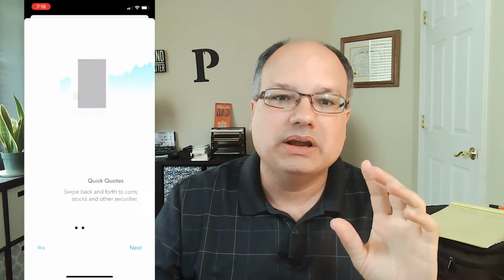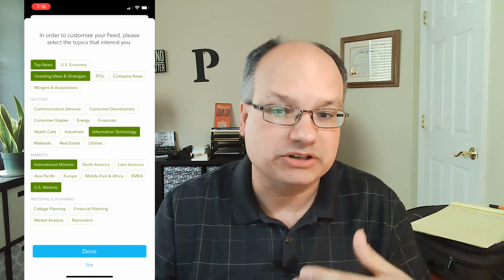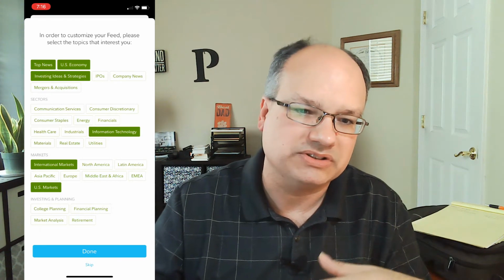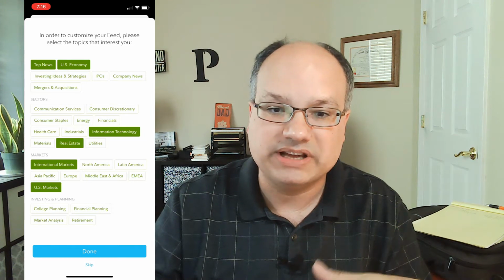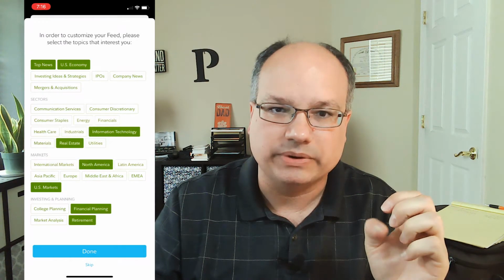So I'm opening up the app. Of course, they give you a user agreement you have to read, and then they give you a welcome to our app, see how easy it is. And I'm going to blank out some of this because honestly, it's none of your business when I get to my personal information when I sign up. But at the beginning, they can customize your feed with what you're interested in, like healthcare and college planning, whatever else it happens to be. Personally, I'm interested in information technology, real estate, North American and US markets more than anything else. So it loads up your feed to give you relevant information about what you're curious about.